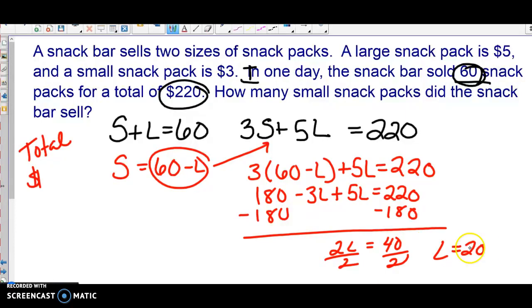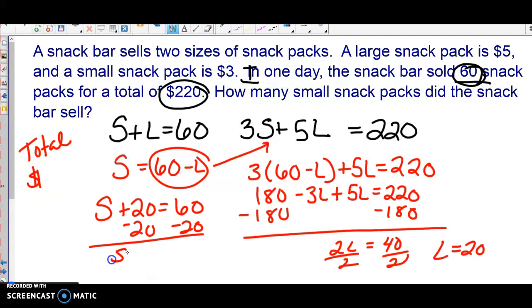So that means you sold 20 large packs. So if I sold 20 large packs and I had 60 all together, I sold 40 small ones. So my answer would be, how many small snack packs did the snack bar sell? 40 small. That's what they wanted to know.